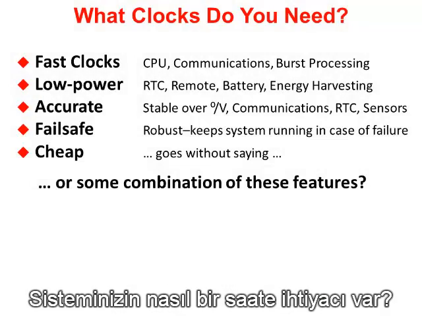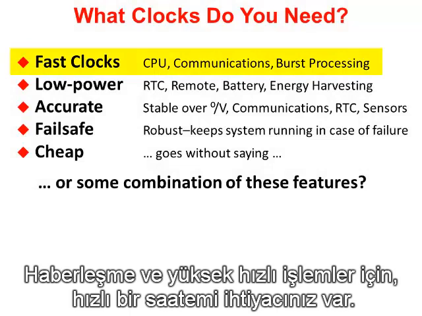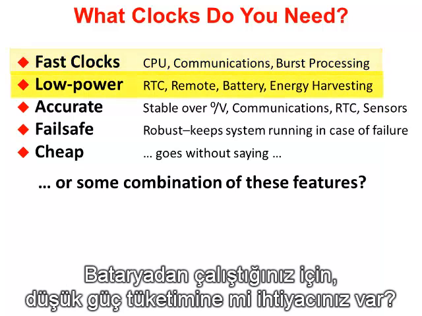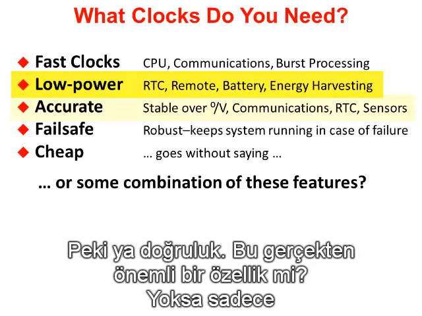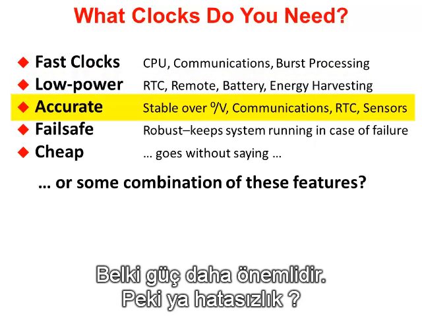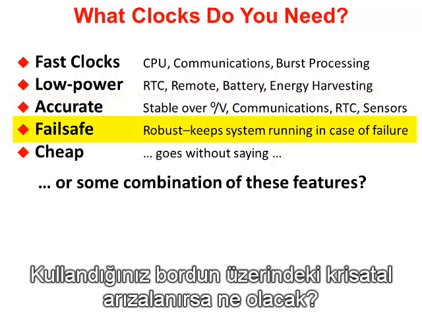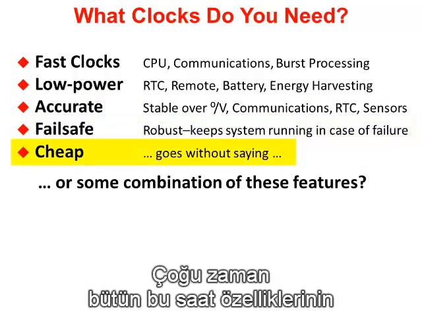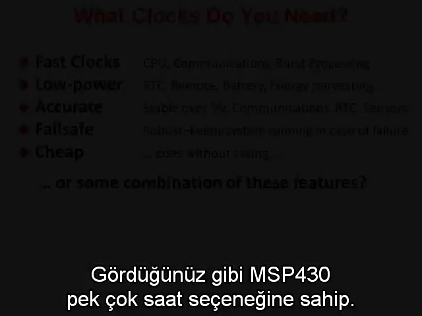So what are your clock needs for your system? Do you need fast clocks for things like communications and high-speed processing? Do you need low power because you're running off of a battery and you want it to go for a long time? How about accuracy? Is that really important? Or are you just doing something very infrequently and the timing isn't really all that important? Maybe power would be more important. How about fail-safe? What happens if you use a crystal on the board and it fails? And I'm guessing we all want inexpensive. Most of us will need a combination of these different clock features.